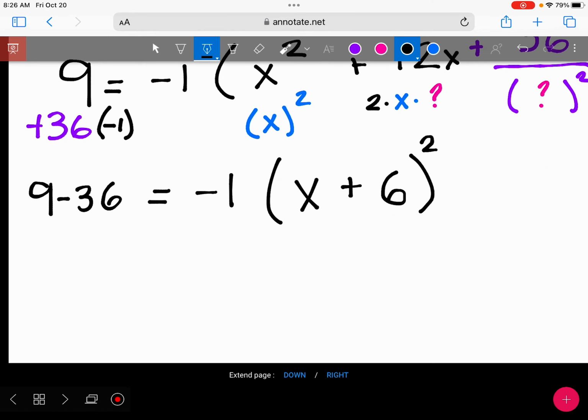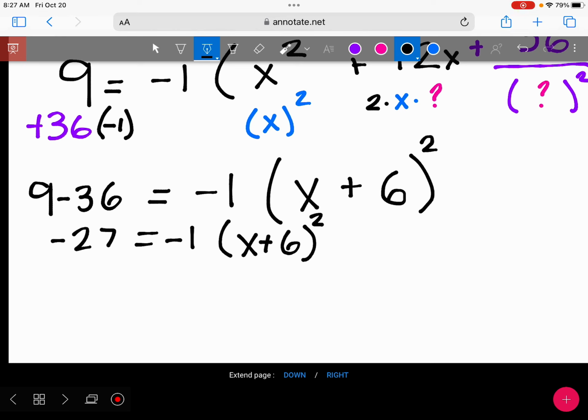So let's simplify the left side. 9 minus 36 is what? Negative 27 equals this hot mess. And if we were solving this, we would divide and square root and so on. But we're just trying to put it in transformation form.